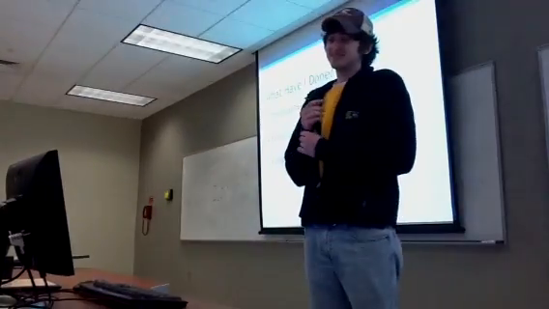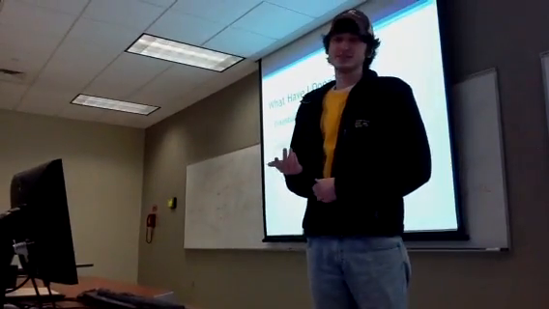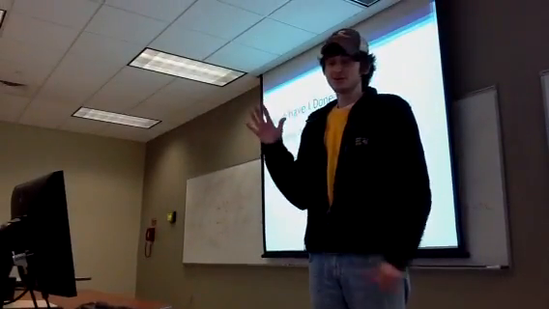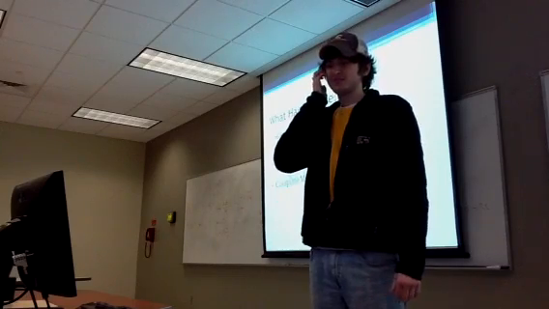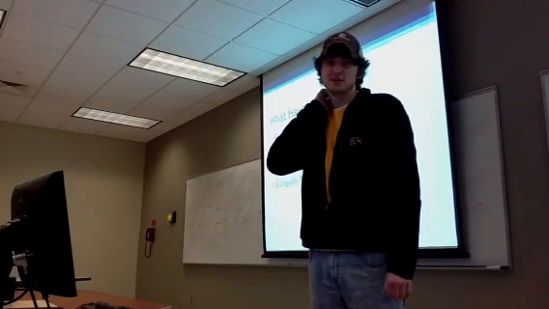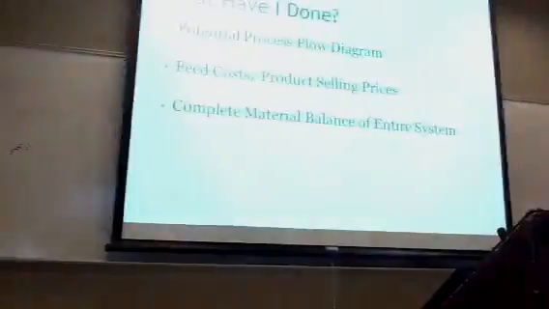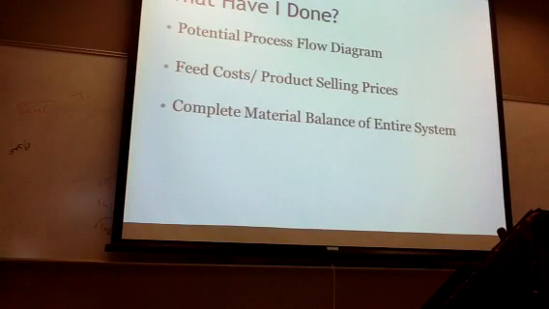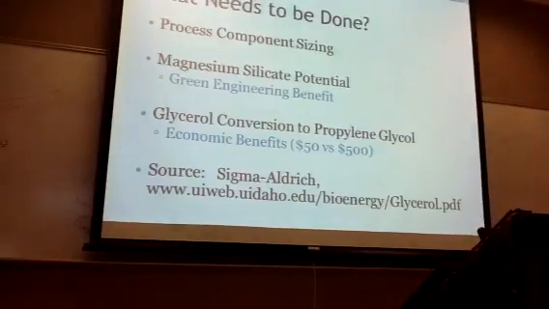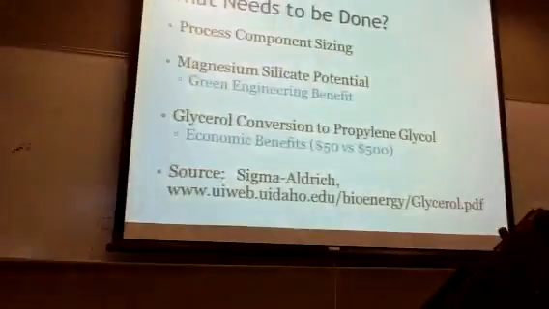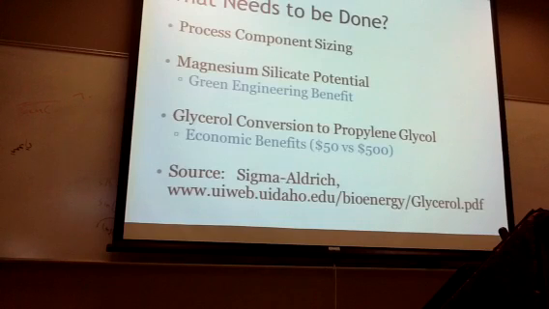What I've done so far is I have a potential process flow diagram of the entire process. I've so far found the feed costs on a bulk rate, and then the selling prices for the products produced. And then I have a complete material balance of the entire system done already for certain oil feeds. What still needs to be done? Everything needs to be sized. You know, the reactor needs to be sized, all the parts, distillation columns, sizing, all those. Just a lot of engineering work needs to be done.